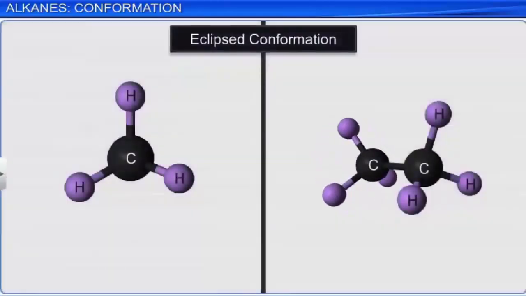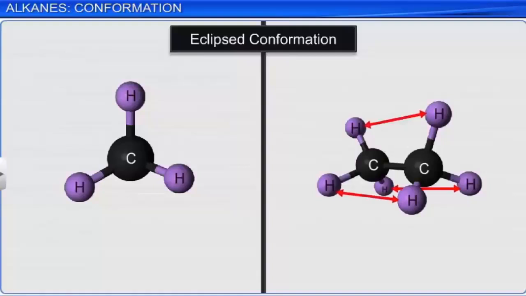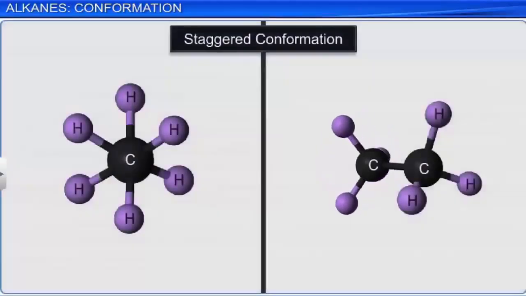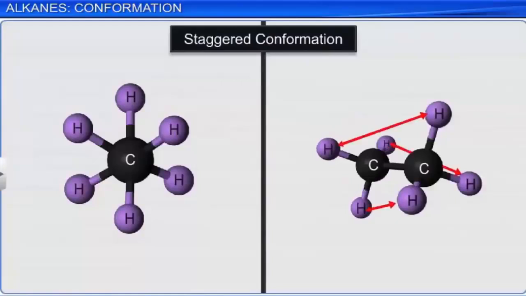In the eclipsed conformation, the molecule is the least stable as the repulsive force between the electrons is the maximum. This is due to close spatial arrangement of the carbon-hydrogen bonds. In the staggered conformation, the molecule is the most stable, as there is minimum repulsive force between the electrons. This is because the carbon-hydrogen electrons are the farthest from each other.